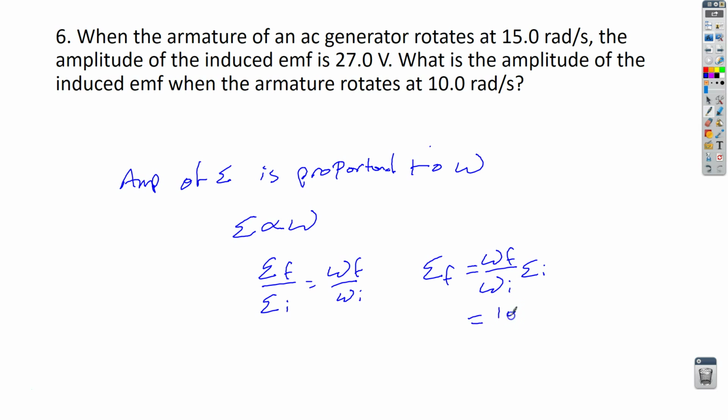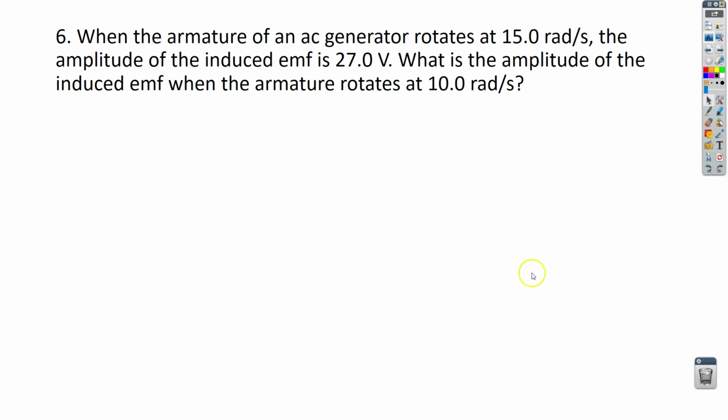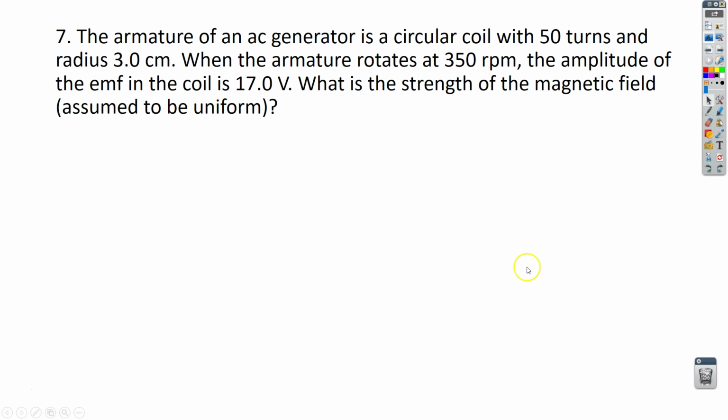Let's go and plug everything in. We have 10 for the final, and 15 for the original. And then we're going to multiply that times 27 volts. When you do that, you should end up with 18 volts. That was number 6. Let's go ahead and take a look at the next one, which is number 7.